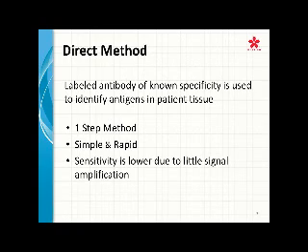Going over the direct method, this is a one-step method, and a labeled antibody of known specificity is used to identify antigens in the patient's tissue. You attach a label by chemical means to an antibody and then directly apply this labeled conjugated antibody to tissue sections. This method is very simple and very rapid. Generally you use this method in direct immunofluorescence. So if anyone is performing direct immunofluorescence automated in their laboratory, you're using a direct method.